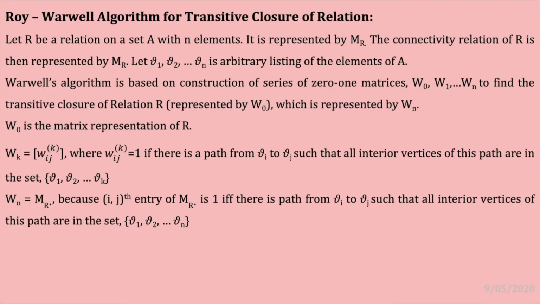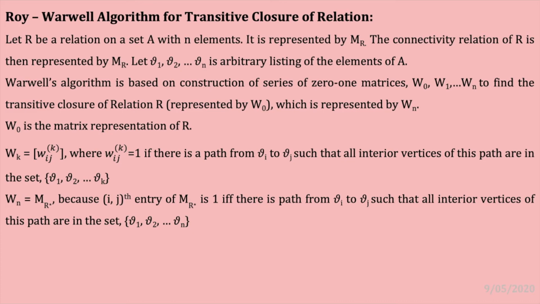Now let's see how the Roy-Warshall algorithm finds the transitive closure of a relation R. Let's say relation R is defined over the set A with n elements. MR is the matrix representation of relation R and MR* is the matrix representing the connectivity relation of R. Let's also assume that V1, V2, and so on up to Vn is an arbitrary listing of the elements of set A. The elements of set A are also the vertices of the graph representing relation R.